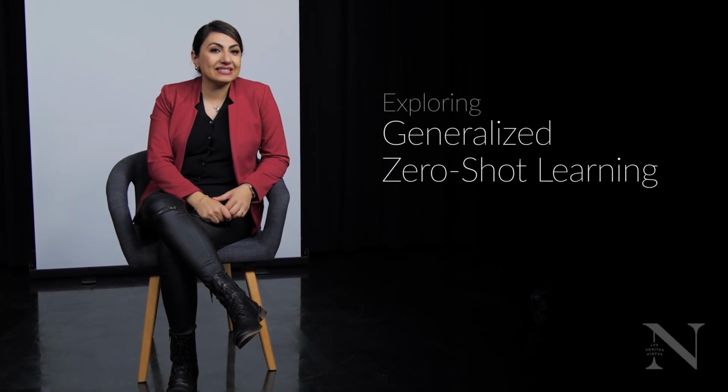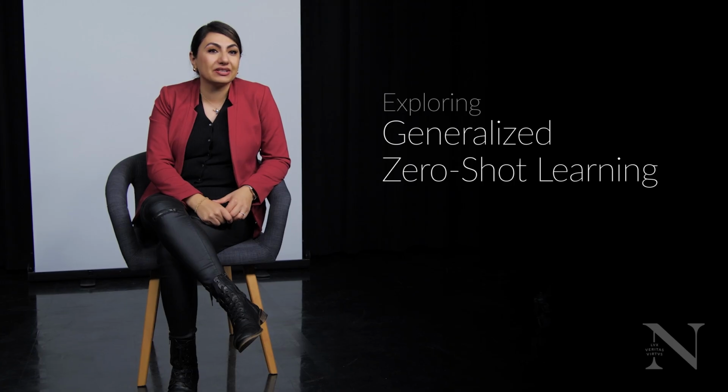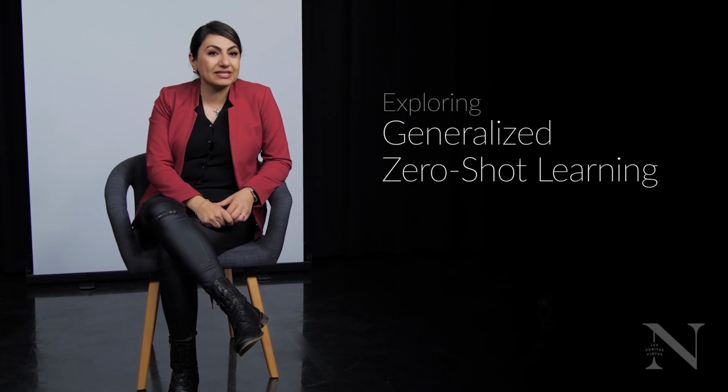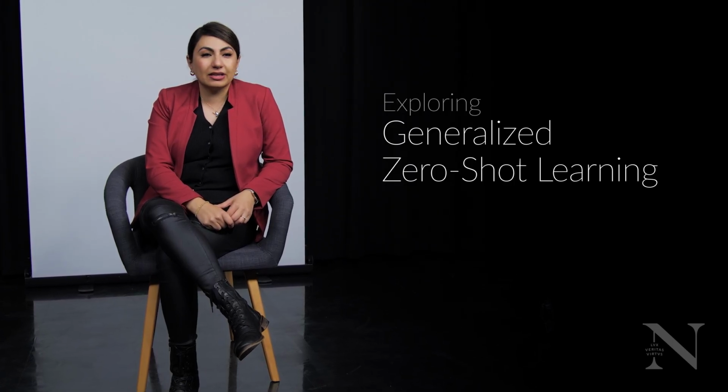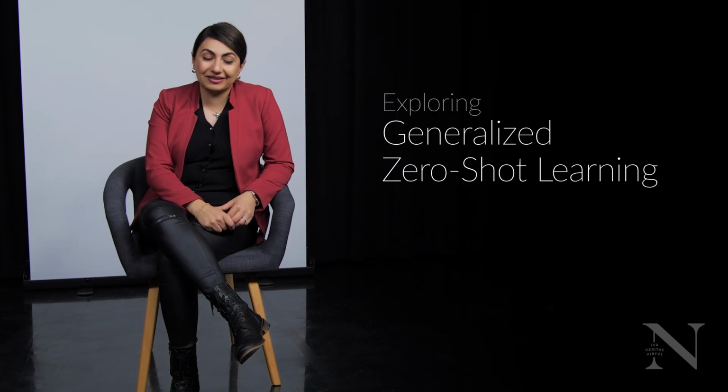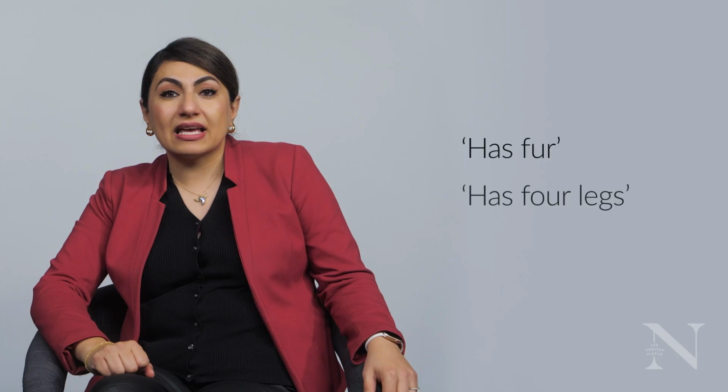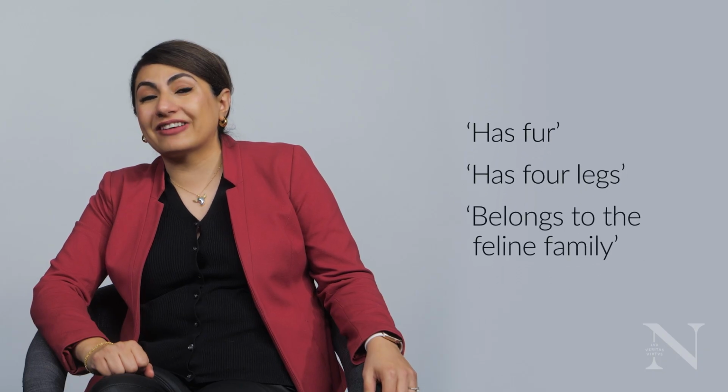Hello class! Today we are going to explore an advanced technique that helps machine learning models recognize objects they have never seen before. Now, how does this all happen? Let's say we have a model that has learned to classify cats, dogs, and horses, and then encounters a lion for the first time. It can still recognize the lion based on shared attributes such as has fur, has 4 legs, and belongs to the feline family.